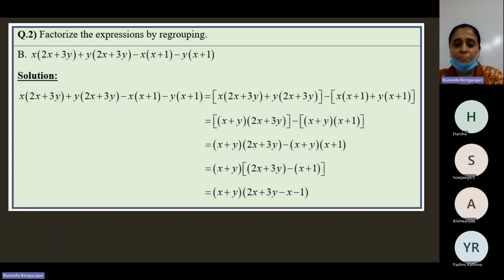So next step, 2x plus 3y minus x minus 1. I forgot to simplify. So that's equal to x plus y, 2x minus x is x, x plus 3y minus 1.